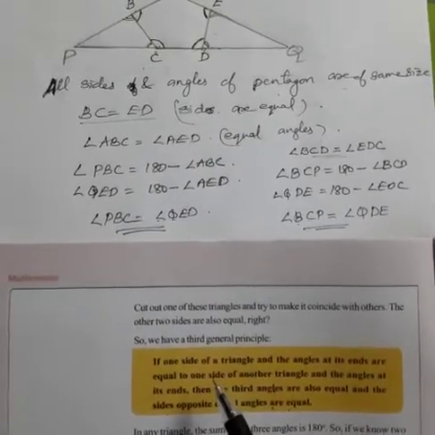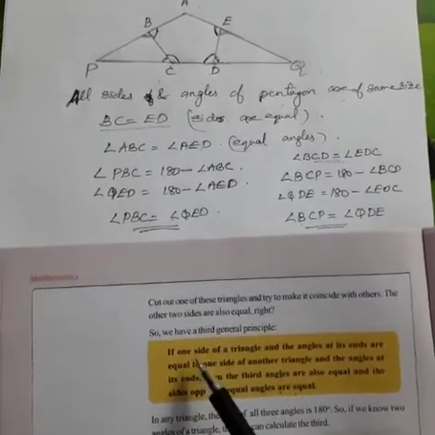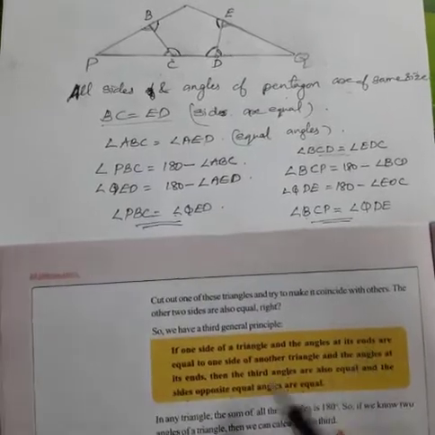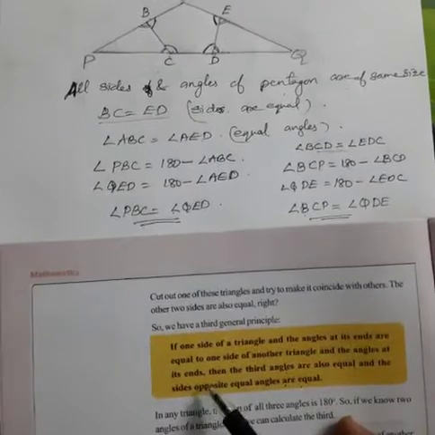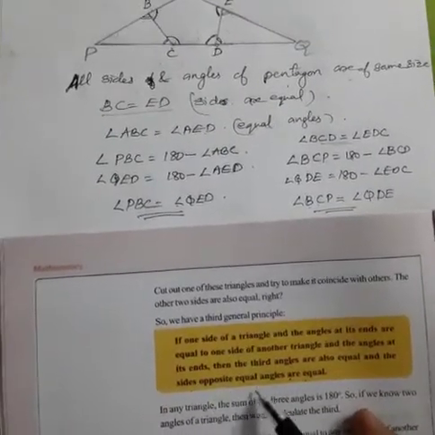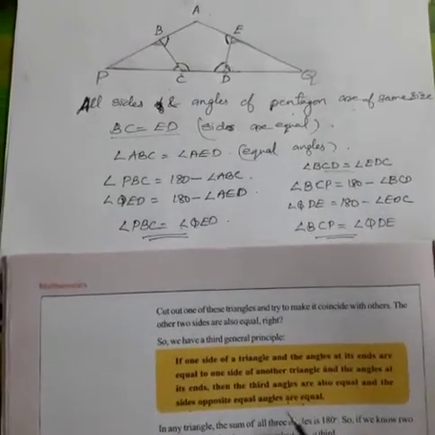So write the law also. This is the reason both the triangles are equal. If one side of a triangle and angles at its ends are equal to one side of another triangle and the angles at its ends, then the third angle are also equal and the sides opposite to equal angles are equal. So write the law also.